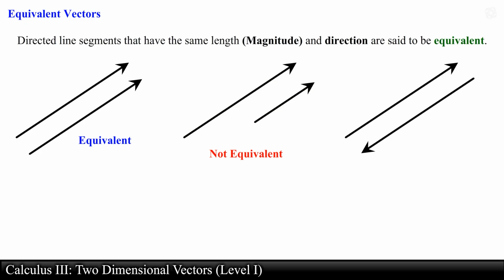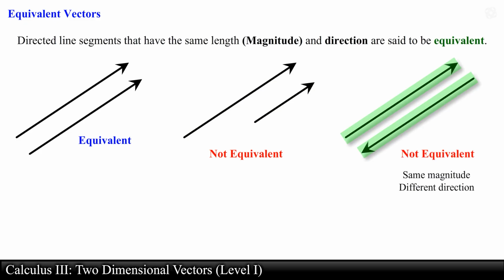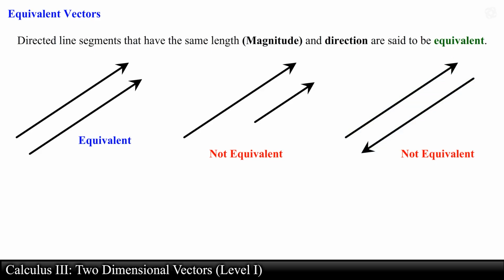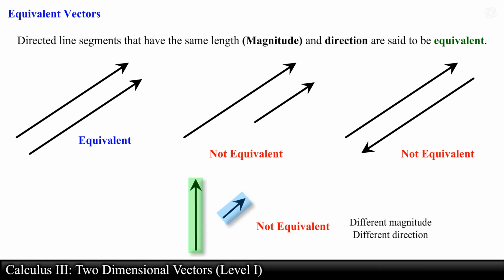Similarly, the following two vectors are also not equivalent. Notice that they have the same length, but each vector is pointing in a different direction. In this scenario, only one of the two requirements for vector equivalence is satisfied. As a final example, the following two vectors are not equivalent, since both vectors have distinct magnitudes and directions. In this case, none of the two requirements for vector equivalency is satisfied.